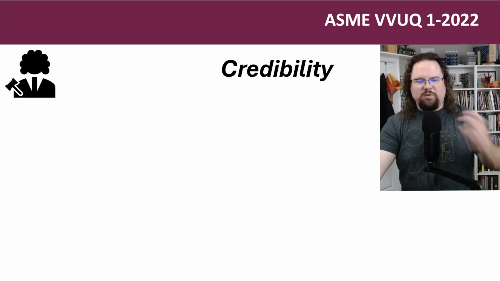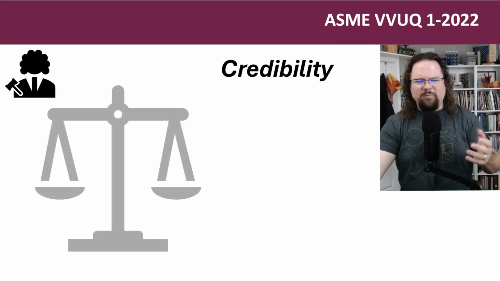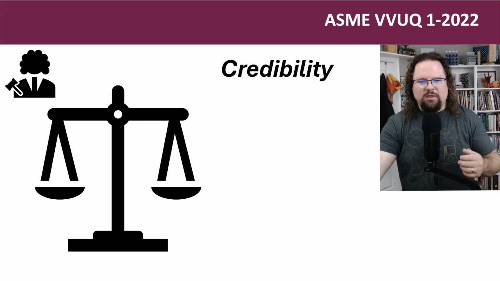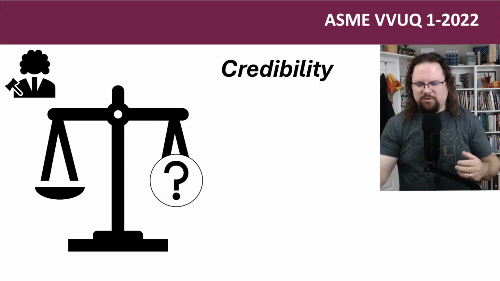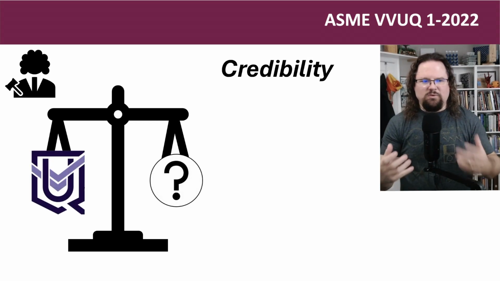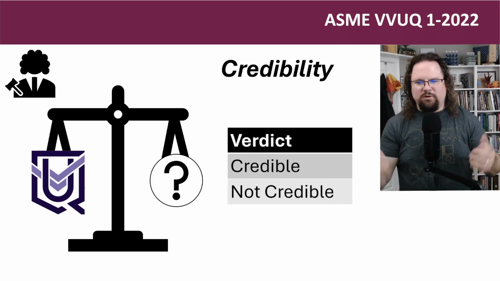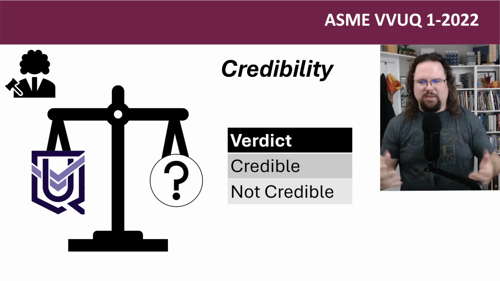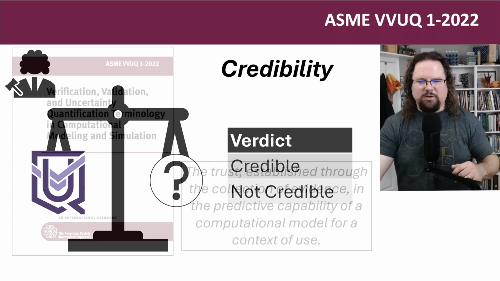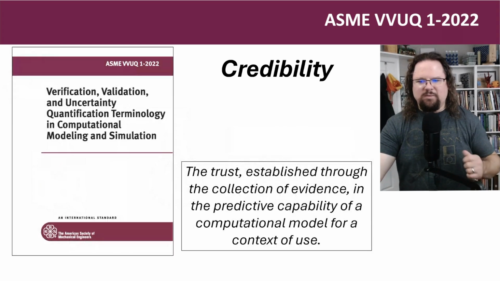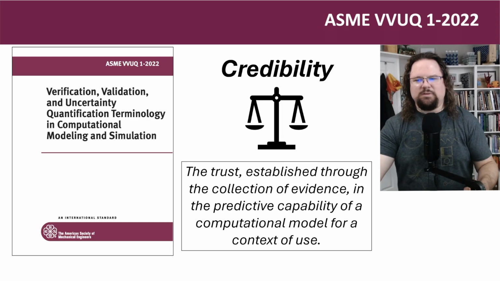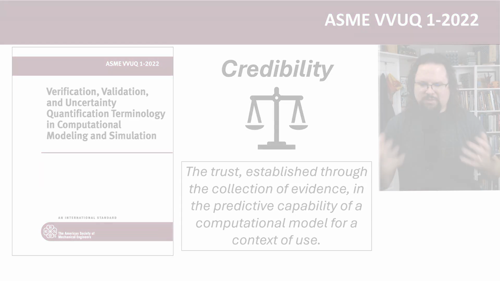What does credibility look like? You have someone that sits in judgment and they're basically weighing two things. They're weighing the consequences from that question of interest and they're really weighing that VVUQ data. And they're trying to determine, okay, is the model credible or is it not? And you have two choices for the verdict. It is either credible or not credible. Either you're going to trust the model or you're saying, nope, I can't trust the model. Go figure out something else. Credibility, the trust established through the collection of evidence and the predictive capability of a computational model for a context of use. And it's just those scales.